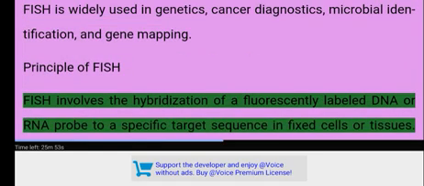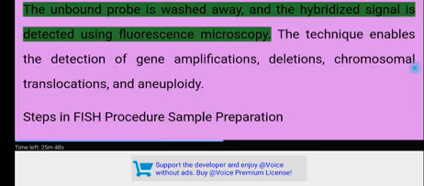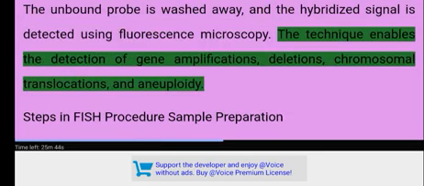Principle of FISH. FISH involves the hybridization of a fluorescently labeled DNA or RNA probe to a specific target sequence in fixed cells or tissues. The unbound probe is washed away, and the hybridized signal is detected using fluorescence microscopy. The technique enables the detection of gene amplifications, deletions, chromosomal translocations, and aneuploidy.